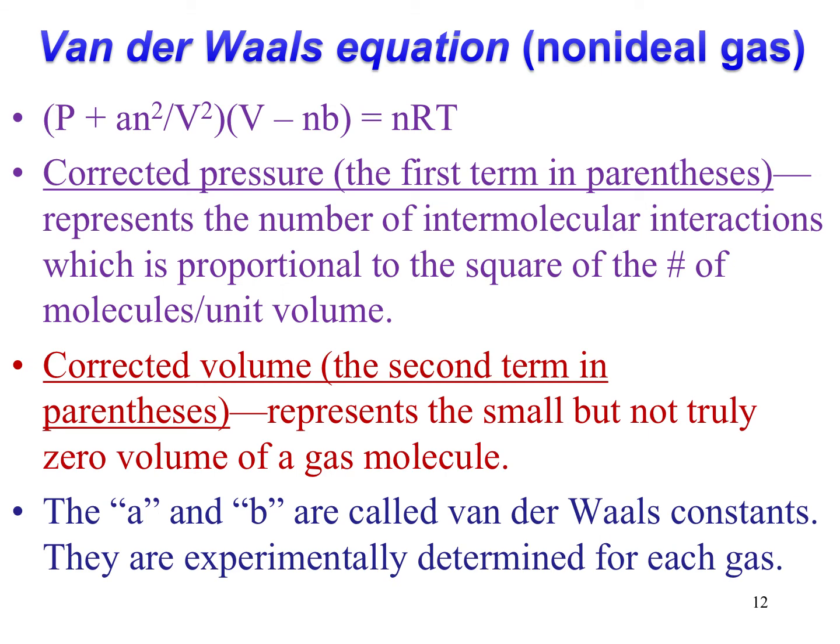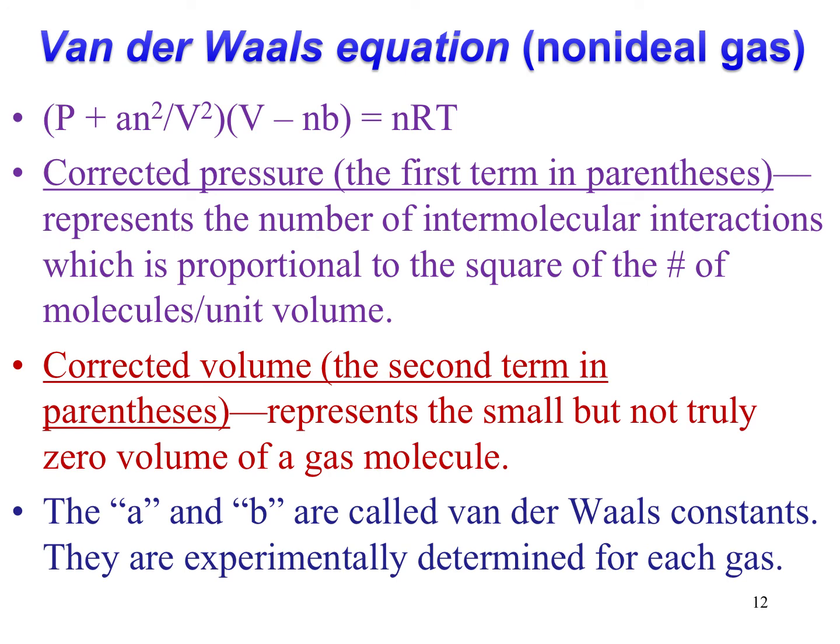Van der Waals equation for non-ideal gases. The equation is pressure plus a times moles squared divided by volume squared, times volume minus moles times b, equals moles times R times temperature. The terms a and b are called Van der Waals constants, and they are determined experimentally for each gas.